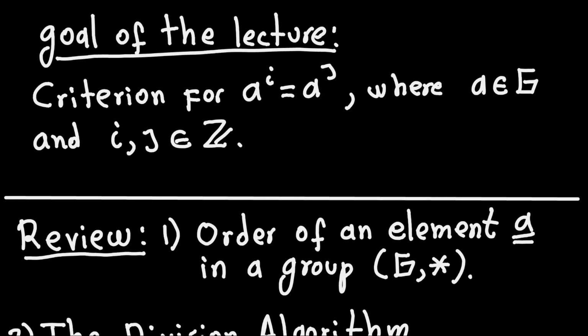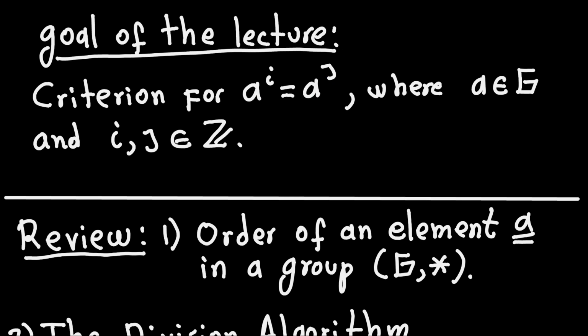The goal of this lecture will be to find a criterion for when an ith power and a jth power are the same, where the base is an element of a group G and the exponents i and j are both integers. Now the criterion is how these i and j are going to be related. It is not as simple as saying that the ith exponent is equal to the jth exponent. That's not always the case when you have an element a in a group.